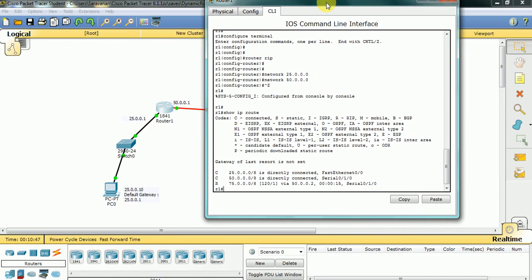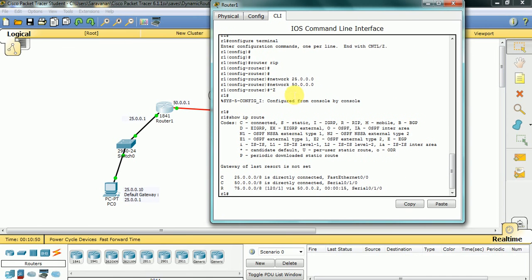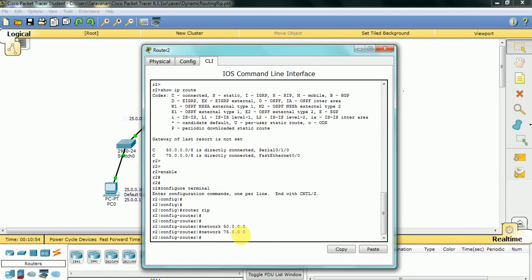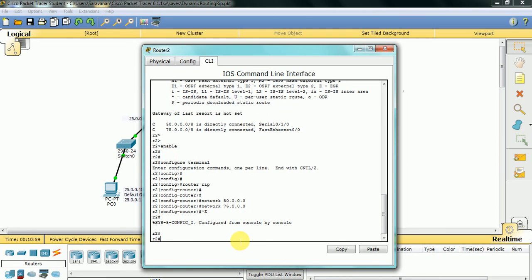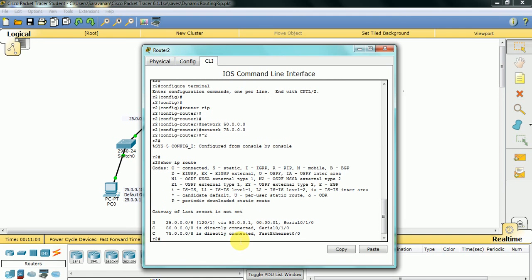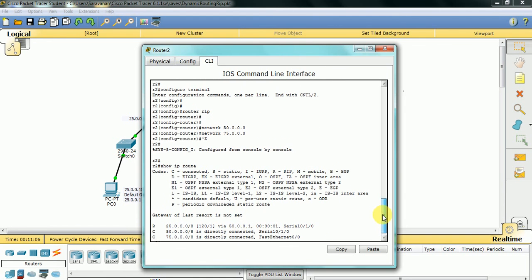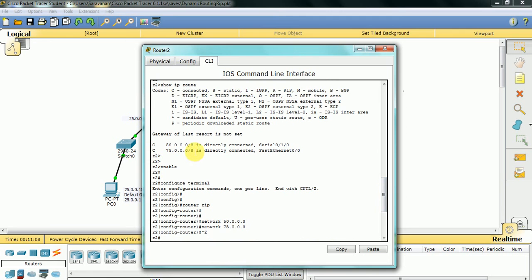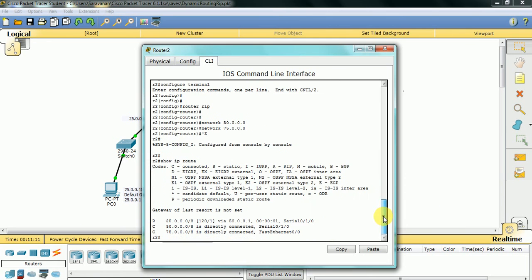Now let us see about the routing table of R2. Control Z, show ip route. Previously, it was not knowing about this 25 network. After giving this RIP, it could learn about this 25 network. Okay.